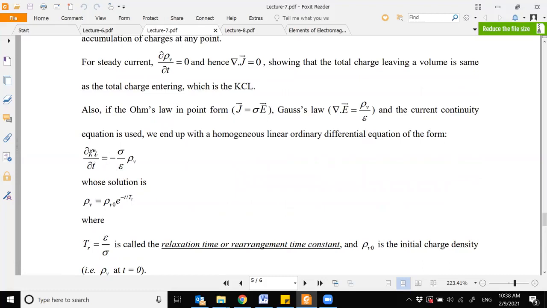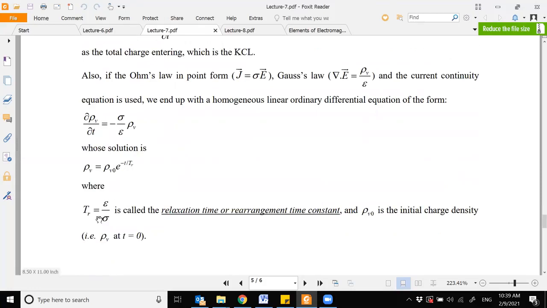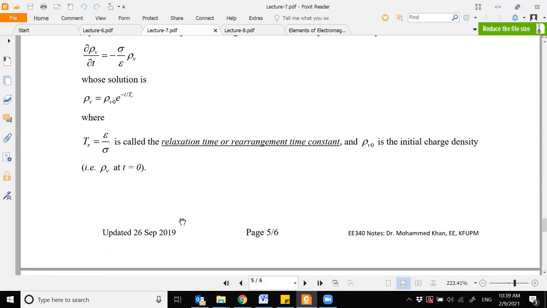So your rho v, which is the variable that you want to solve for, is equal to rho v0 e power minus t over capital T R, where capital T R is epsilon over sigma, that is the permittivity over conductivity. This is called the relaxation time or the rearrangement time. And rho v0 is the initial charge density, that is the charge density at time t equal to 0.